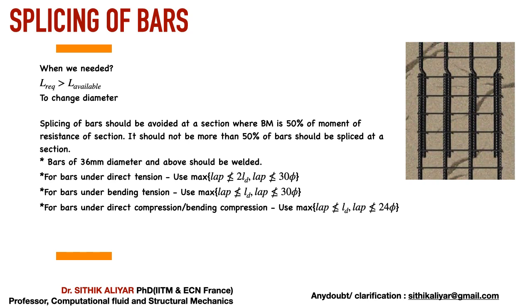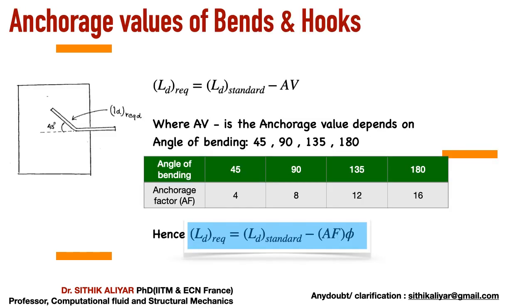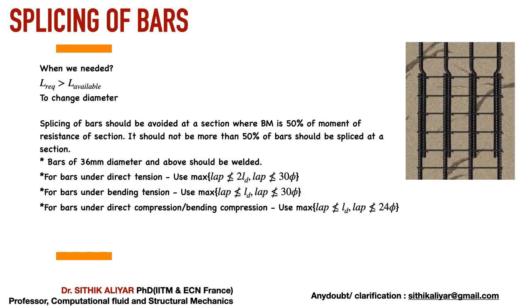That splicing is nothing but a connection. How much bars you have lapped? That lap depends on whether your bar is under direct tension. Direct tension means somebody is pulling the steel bar out. The force acting is applying a direct tension. In that case, the lap should not be lesser than 2 LD. LD is nothing but the LD calculated from the previous slide.